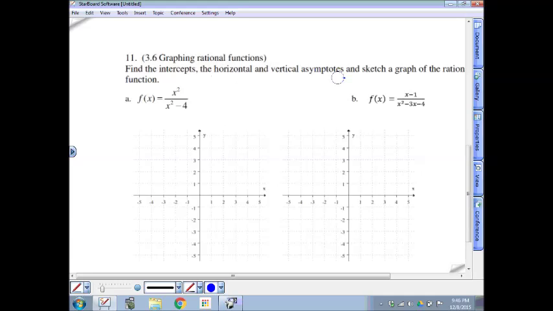So the vertical asymptote of a graph is there because of a domain restriction. And with these types of functions, the domain restriction comes from the denominator. So you're going to want to look at the denominator in factored form, x minus 2, x plus 2. X can't be 2, x can't be negative 2. So those are the vertical asymptotes: x equals plus or minus 2.